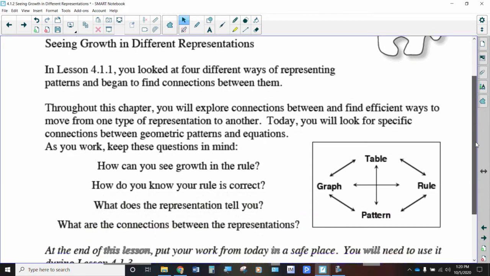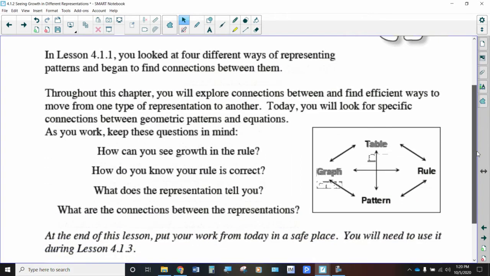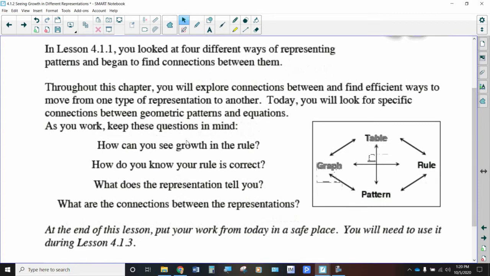Some good information here. Seeing growth in different representations. In lesson 4.1.1, you looked at 4 different ways of representing patterns and began to find connections between them. Throughout this chapter, you will explore connections between and find efficient ways to move from one type of representation to another. Today, you will look for specific connections between the geometric patterns, which would be like the algebra tiles, and equations, which is another term for rule. As you work, keep these questions in mind.